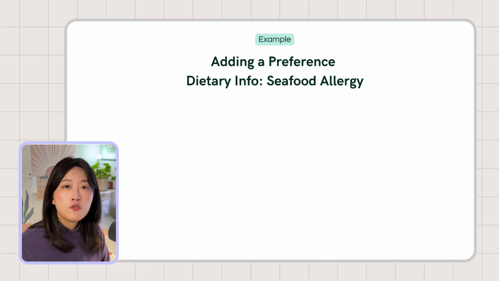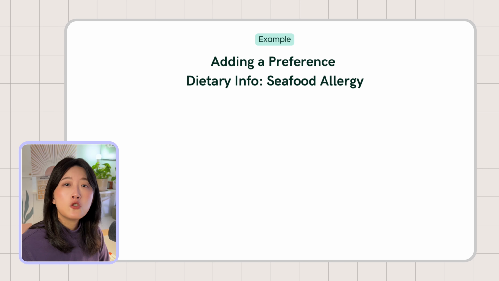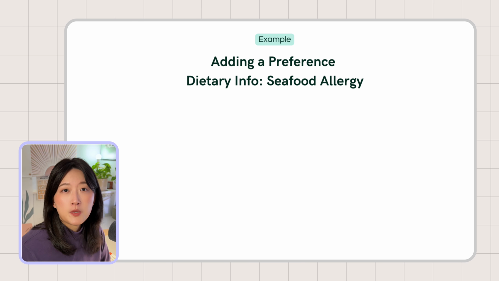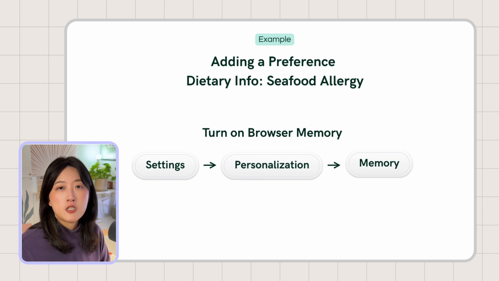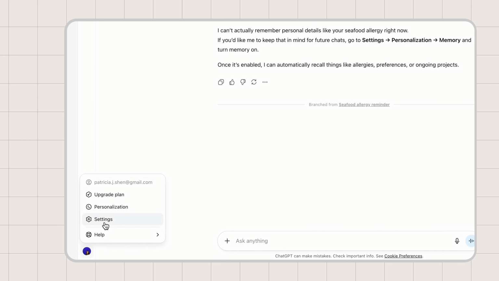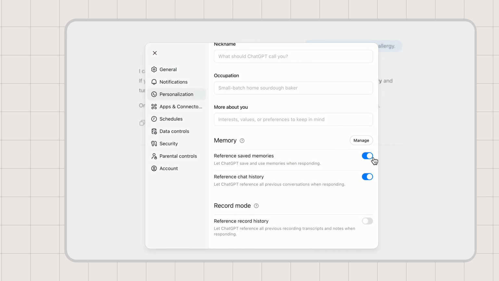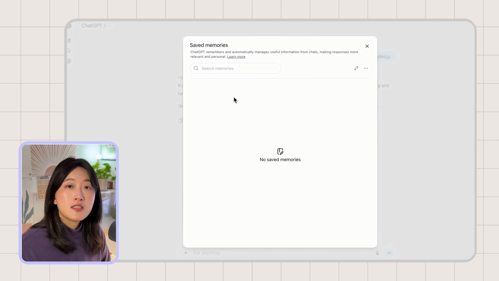I use ChatGPT for recipes all the time, and I have a seafood allergy. I want ChatGPT to remember this so that next time I ask for a recipe, I don't have to explain everything again. To do this, first make sure you've given ChatGPT permissions to use memory. Go to Settings, Personalization, find the Memory section, and turn on Reference Saved Memories.